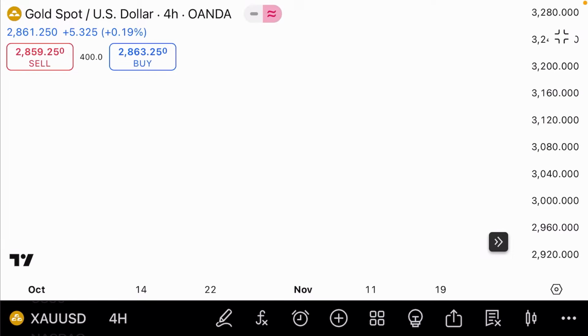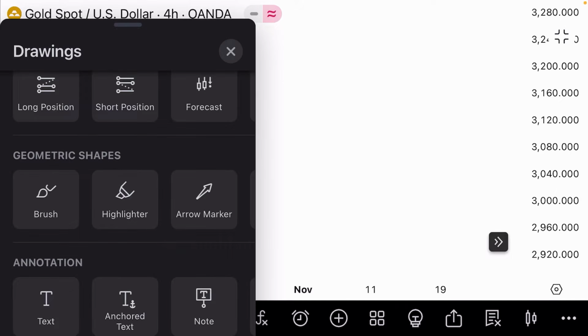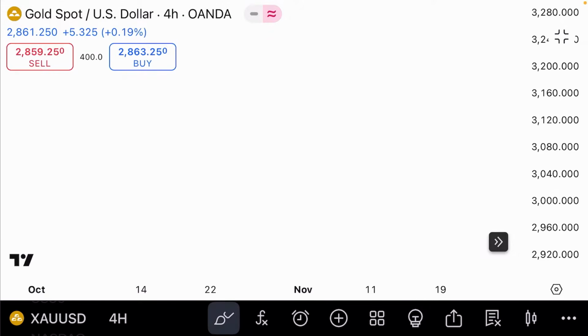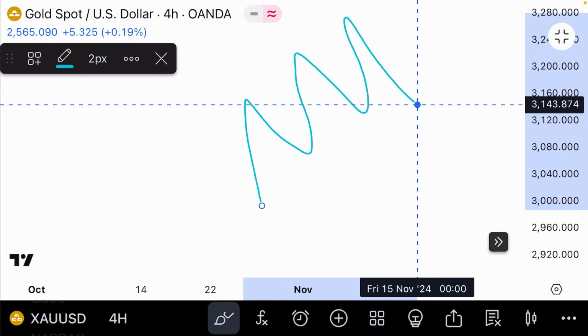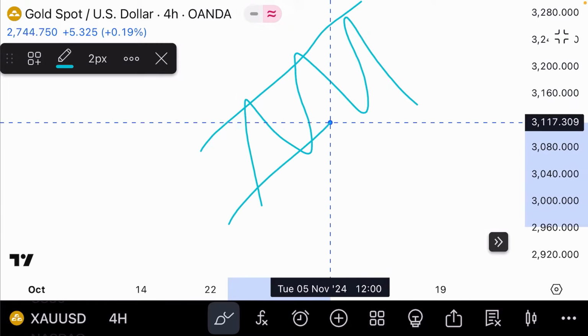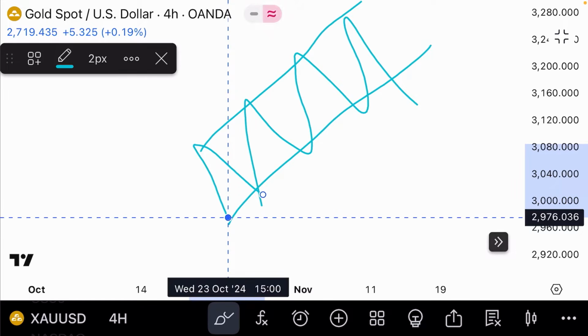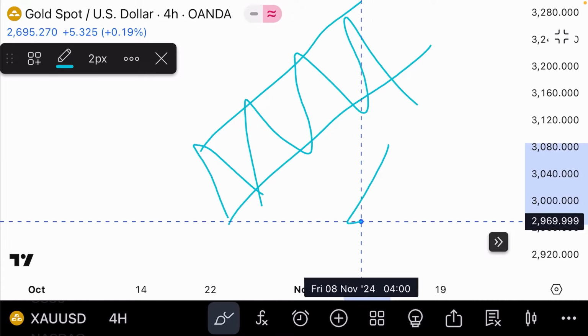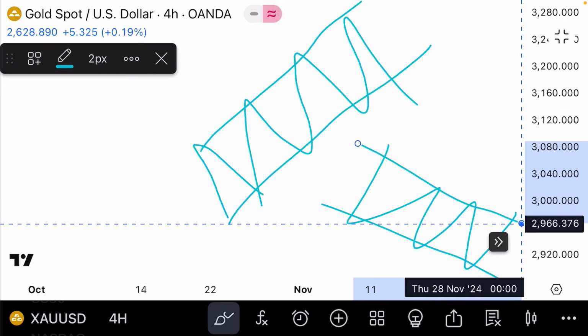As you can see, this is my TradingView. I just want to show you a quick illustration of how a channel looks. So we have a rising wedge. Let me just show you. A rising wedge will look like this. So this is a rising wedge. And then we also have a falling wedge, which is this, but in a downtrend, coming like this. This is a falling wedge.